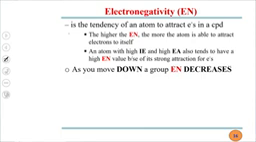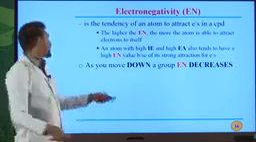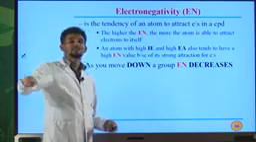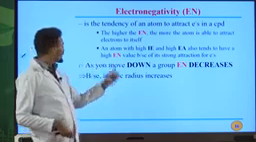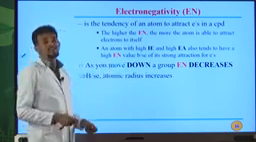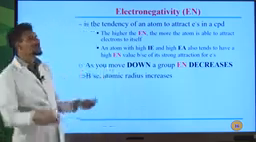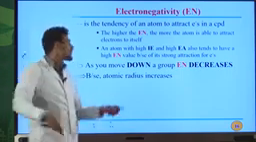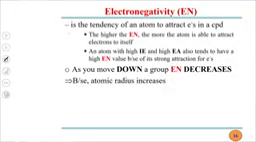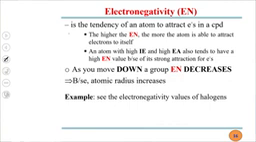So down the group, electronegativity decreases. Electron affinity also decreases. Ionization energy also decreases. But from left to right across the period, electronegativity increases. Electron affinity also increases. Ionization energy also increases. The reason is that atomic radius increases down the group. If atomic radius increases, the attraction between the valence electrons and the nucleus decreases because the valence electrons are very far from the nucleus. Therefore, they do not require extra electrons. That's why electronegativity decreases down the group.